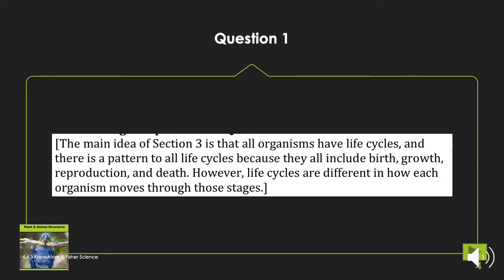So the main idea of Section 3 is that all organisms have life cycles, and there is a pattern to all life cycles because they all include birth, growth, reproduction, and death. However, life cycles are different in how each organism moves through those stages.